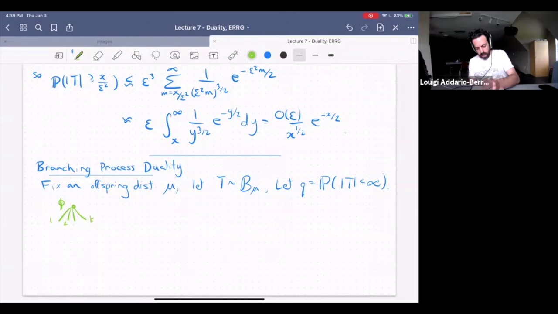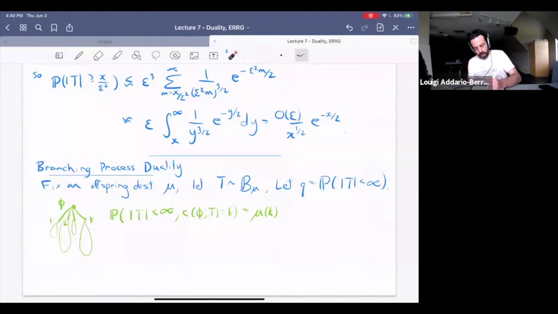And then the probability that the tree is finite, that extinction occurs, and that the root has exactly k children. Well, by Bayes, the probability of seeing k children is mu of k. And then if the root has k children, then in order for the tree to be extinct, each of the copies of T rooted at the children of the root, by the branching property, each of these looks like an independent BGW mu tree. Those all have to go extinct as well. So we get mu of k times q to the k.